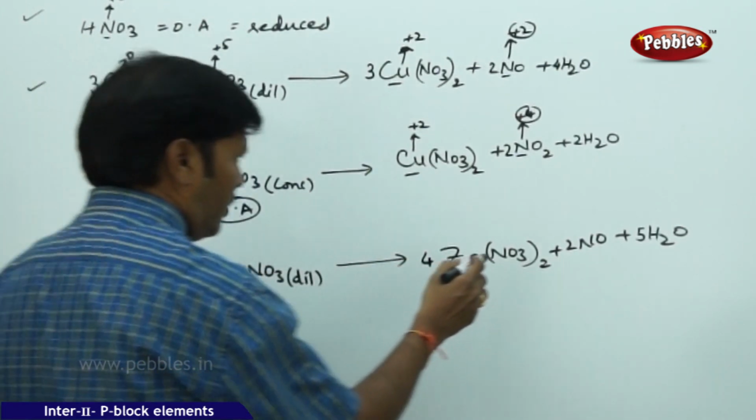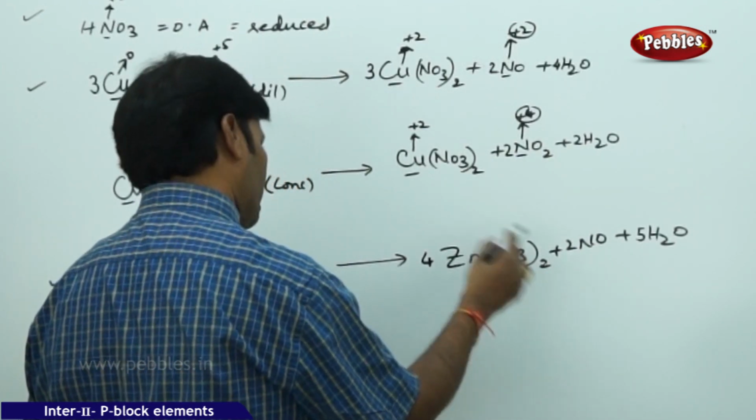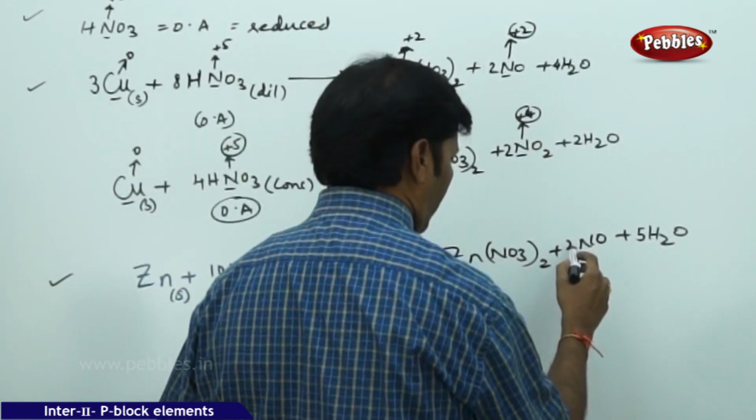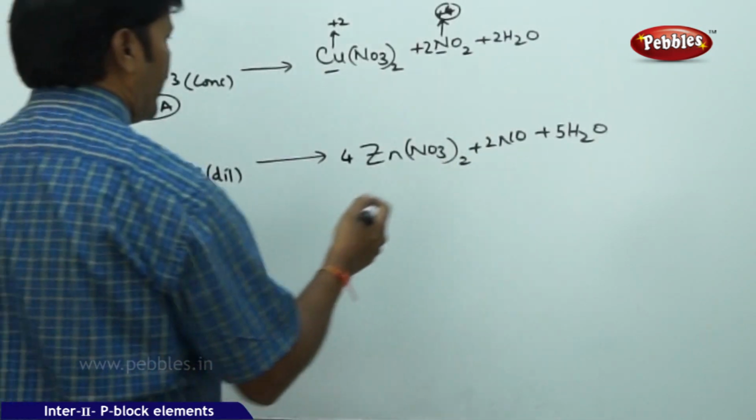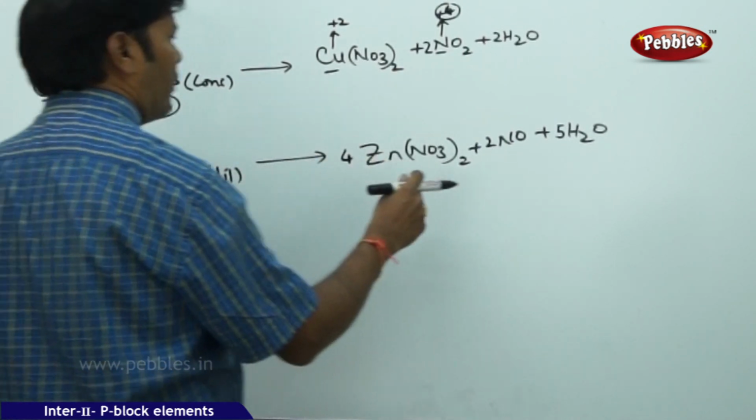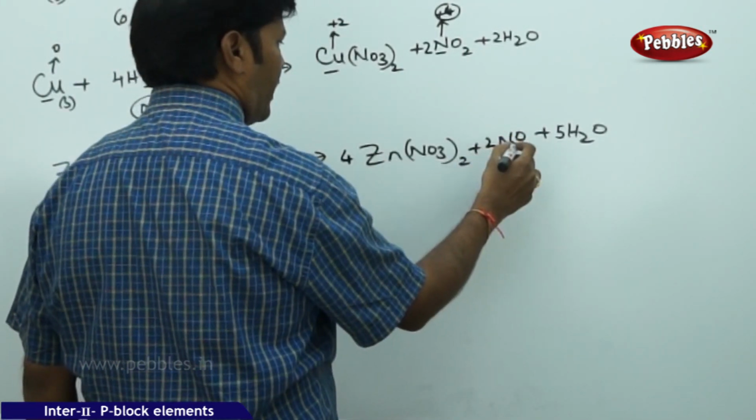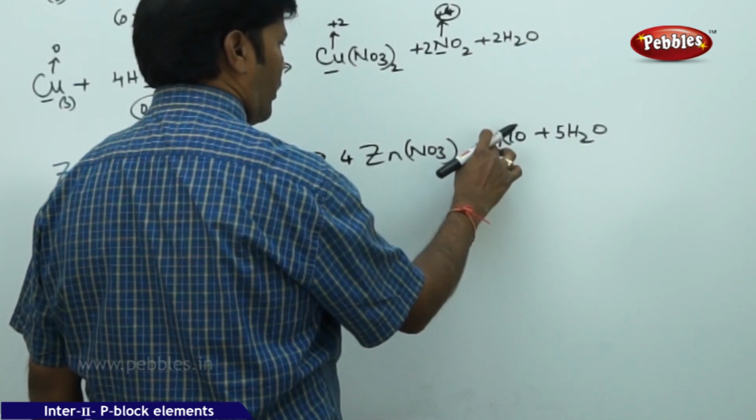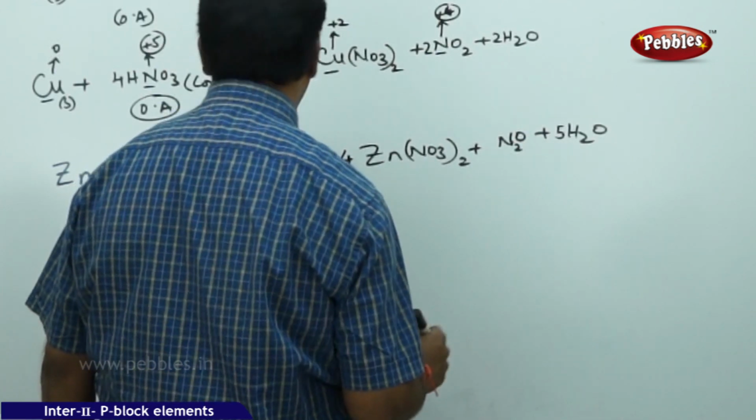10 3s are 30. So 3 2s are 6, 6 4s are 24, 24 plus 2 is 26, 26 plus 5. There is a slight modification here, because 1 oxygen is coming extra. So because it is dilute, usually we say very dilute, what I am doing here is removing this 2 as a coefficient and making it N2O.